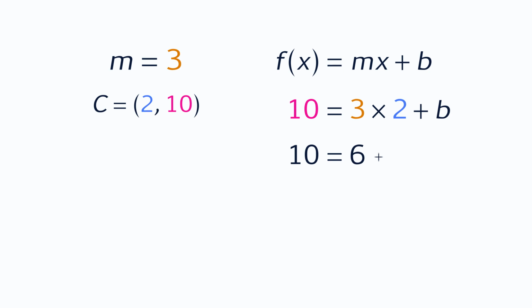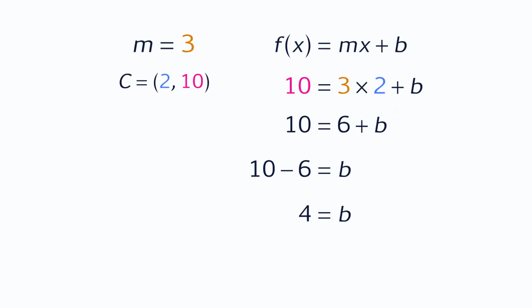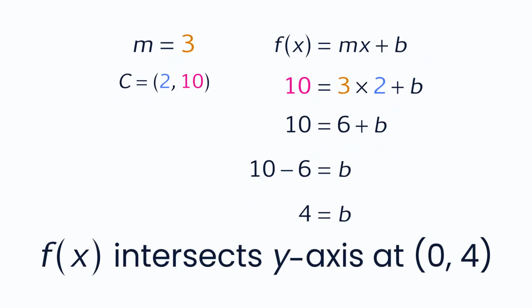10 equals 6 plus b. So b equals 10 minus 6, which is 4. That means that the graph intersects with the y-axis at the coordinates 0, 4.